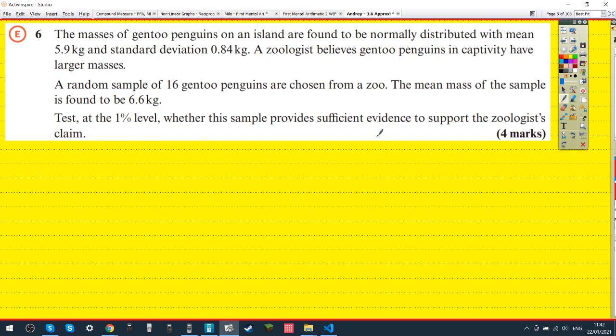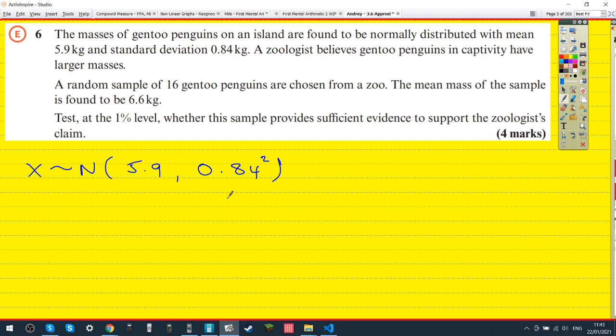Okay, so should we go to our normal distribution, our calculator again? Yeah, hang on. Let's just set it out first. So the masses of penguins, it's normally distributed. So X is normally distributed. What's the mean? What's the standard deviation? Mean 5.9, standard deviation 0.84. So the variance, how we usually write it, is 0.84 squared.